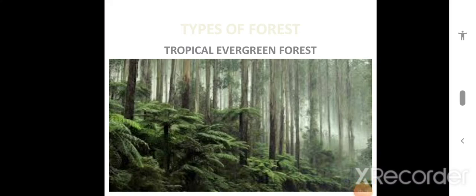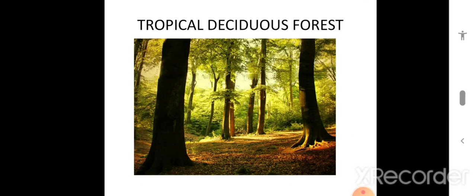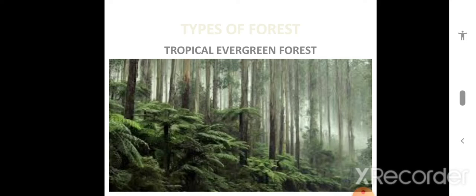Today we are going to discuss different types of forest. There are 7 types of forest. In this video I am going to discuss 3 types: tropical evergreen forest, tropical deciduous forest and Mediterranean forest. Now first we'll see tropical evergreen forest.